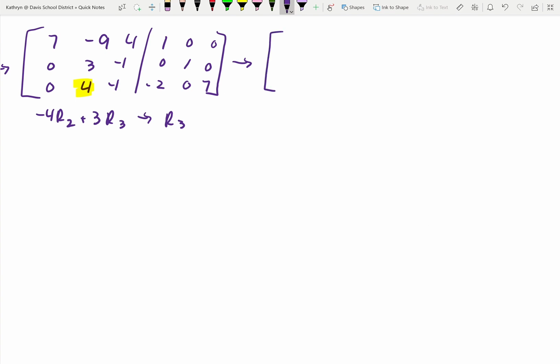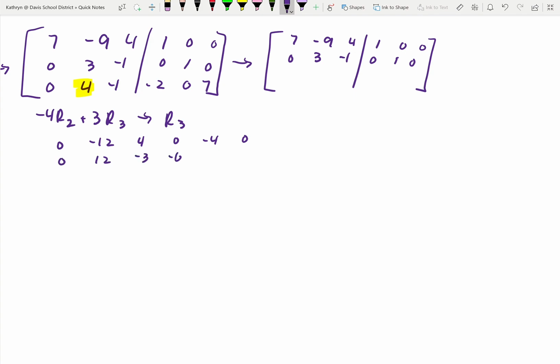So row 1 doesn't change. Row 2 doesn't change. Multiply row 2 by a -4 and I get 0, -12, 4, 0, -4, and 0. Row 3 by 3 and I have 0, 12, -3, -6, 0, and 21. Add those together and I get 0, 0, 1, -6, -4, positive 21.